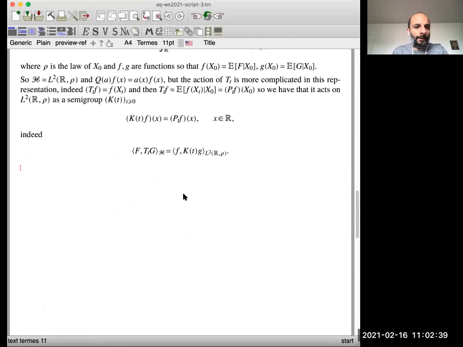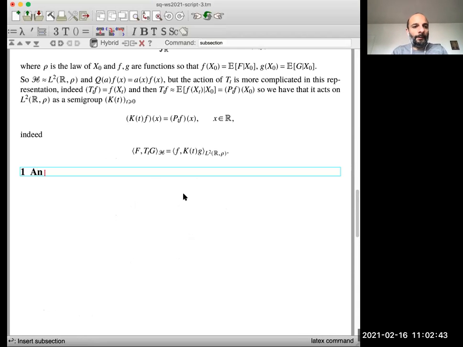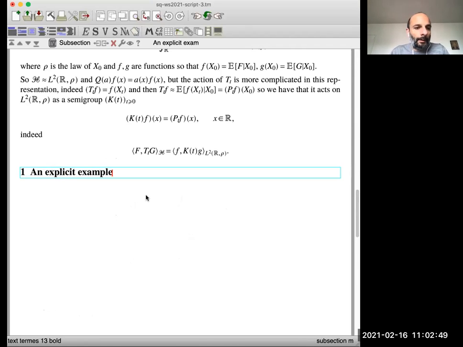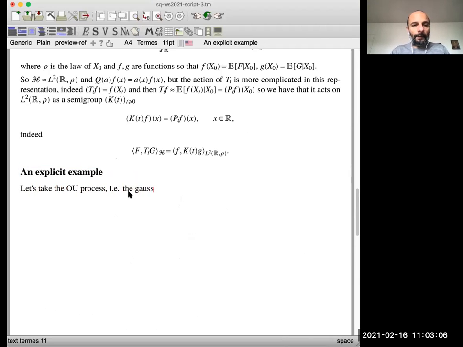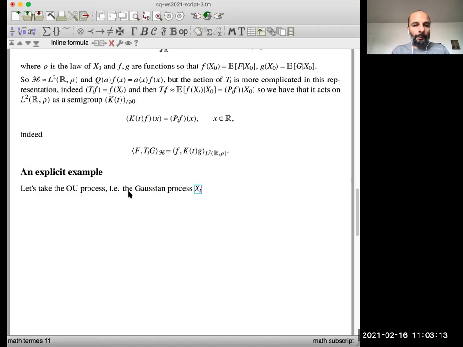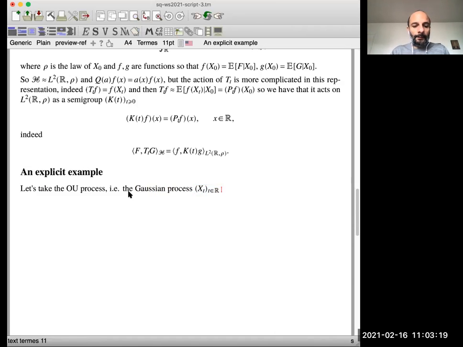Now I give an example. So the next subsection, an explicit example. The example I want to take is the OU process, the Gaussian process. There are many OU processes, but we take the simplest one. We take a real Gaussian process defined for all of R, a centered Gaussian process with covariance.